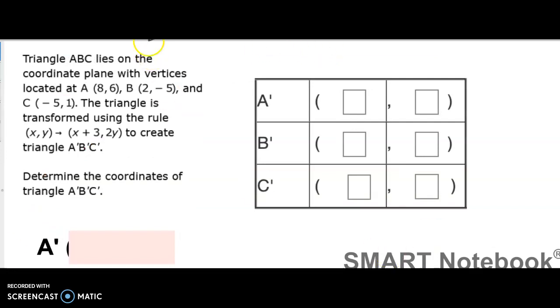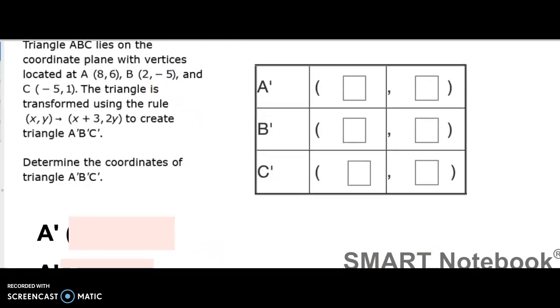All right, here this one says triangle ABC lies on the coordinate plane with vertices located at A (8, 6), B (2, -5), and C (-5, 1). The triangle is transformed using the rule (x, y) is transformed into (x + 3, 2y) to create triangle A'B'C'. Determine the coordinates of triangle A'B'C'.